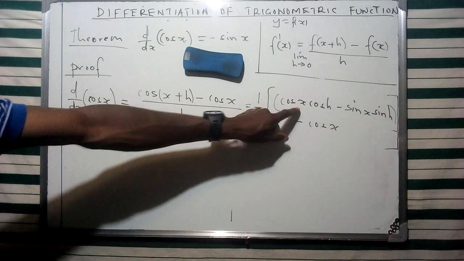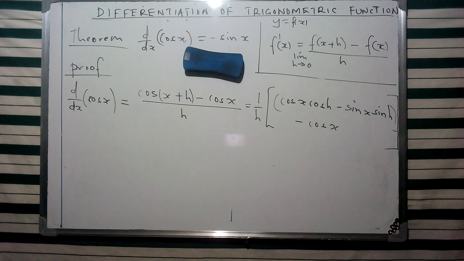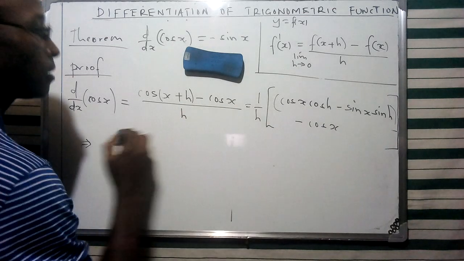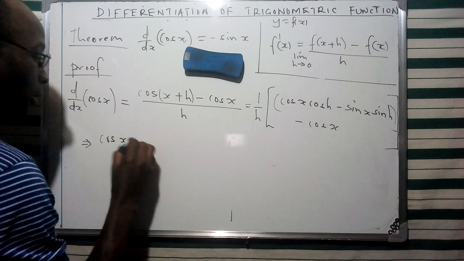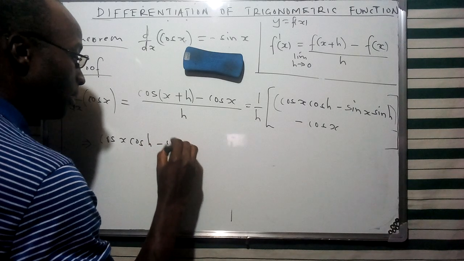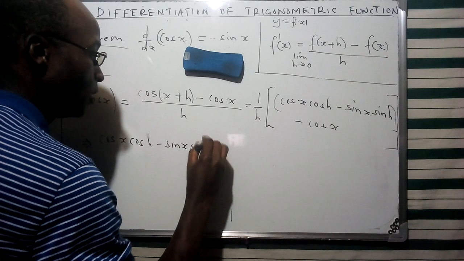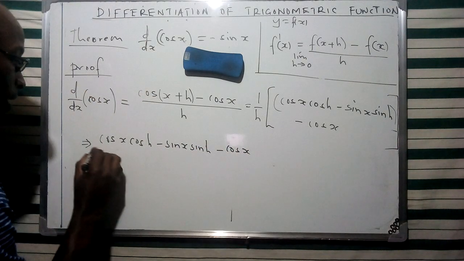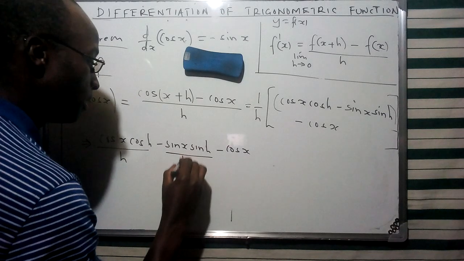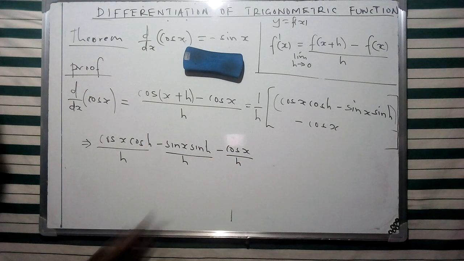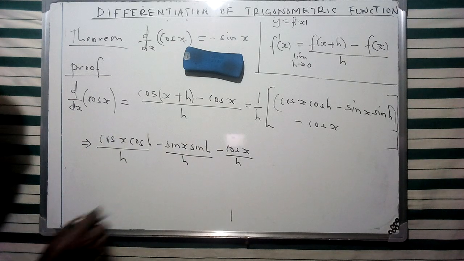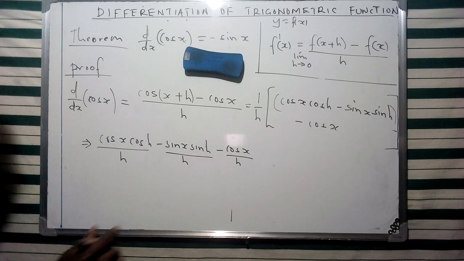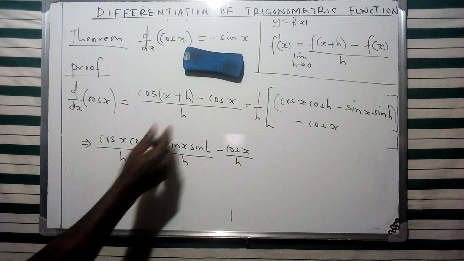Therefore, if you look at this specific case, we can do a rearrangement of the whole of this particular section, whereby we are going to have cosine x times cosine h, minus sine x times sine h, and then minus cosine x, written over the common denominator h, this one that we have given as a common factor. So we can do a rearrangement in order to find the common factors, or the common like terms, as we can say in general terms.